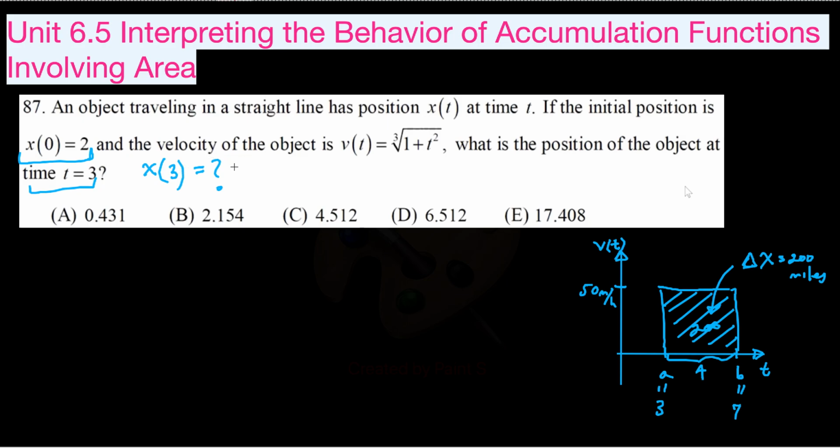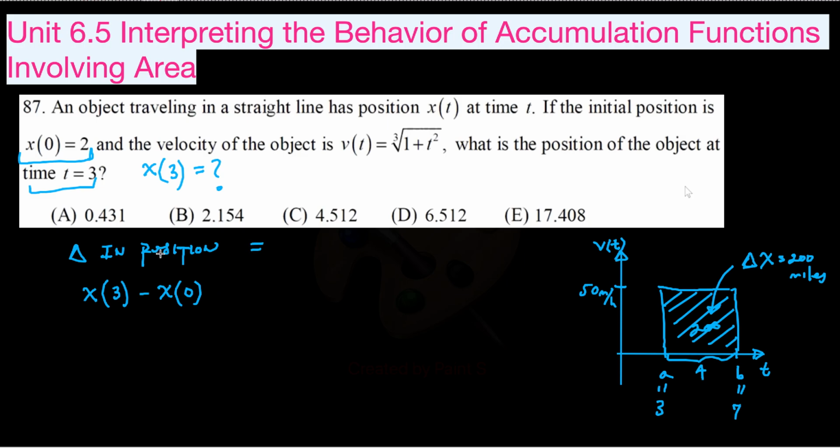X of 3. And now you want to remember the change in its position between x of 3 and its initial position. Let's write it out, just to be very clear. Change in position is whatever it is at x sub 3 minus whatever its initial position is. That's how much it changed its position.